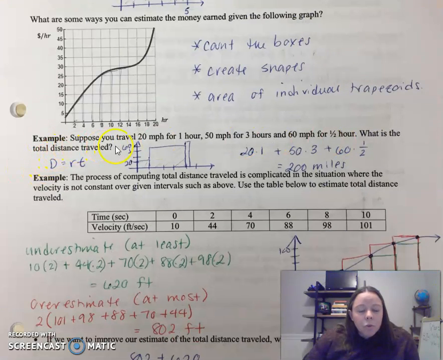Let's look at another one. Suppose you travel 20 miles per hour for 1 hour, 50 miles per hour for 3, and 60 miles per hour for half an hour. So I've graphed that for us. What is the total distance traveled? All right, so you see you've created 3 different rectangles that you're finding the area of, but technically you are finding the area under those horizontal lines, okay?